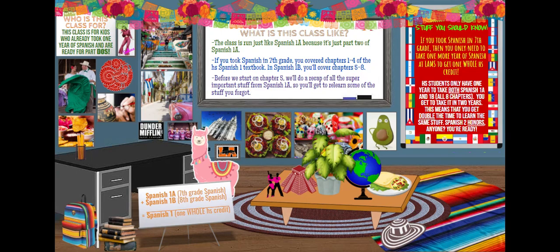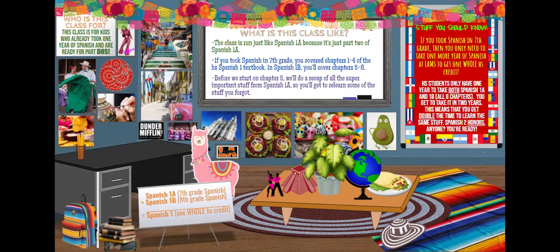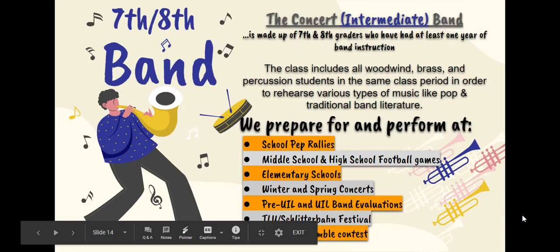For those who have taken Spanish 1A, Spanish 1B is an option for you. It is a second half of Spanish that will complete your credit for high school. Again, this is only an option for students who have participated in Spanish 1A in 7th grade. 1B is the 8th grade portion.